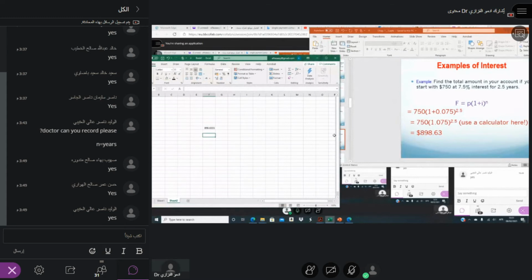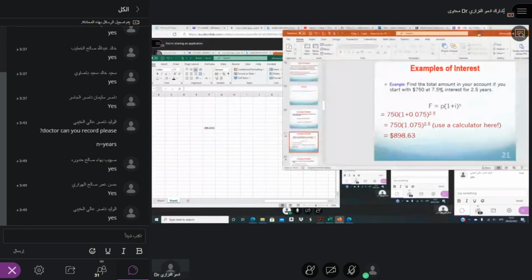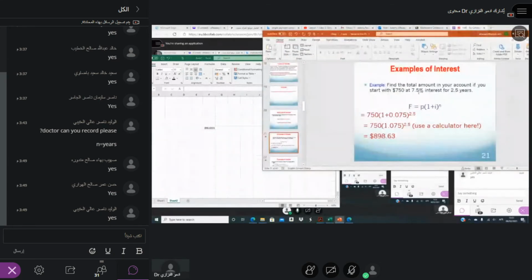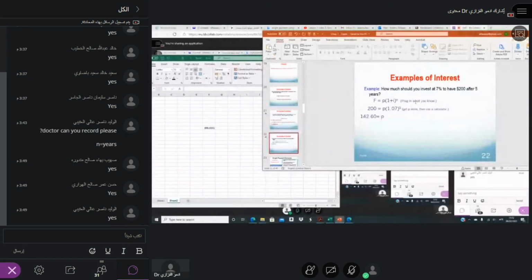Okay. So this is the way you calculate the total amount of money in your account. When you start with some money, you get a 7.5% interest rate for 2.5 years. Then you plug it in and do your calculation. So this is another way.